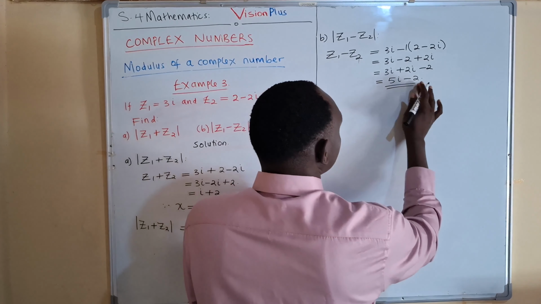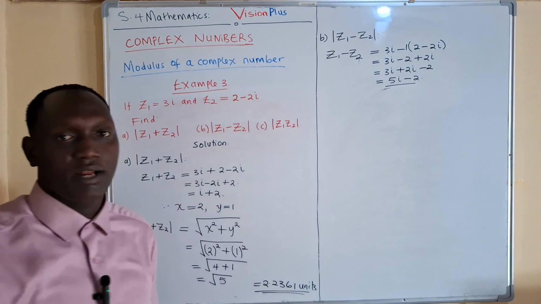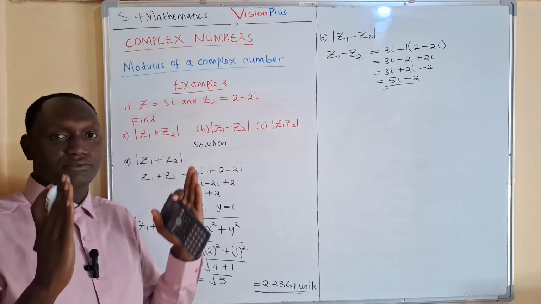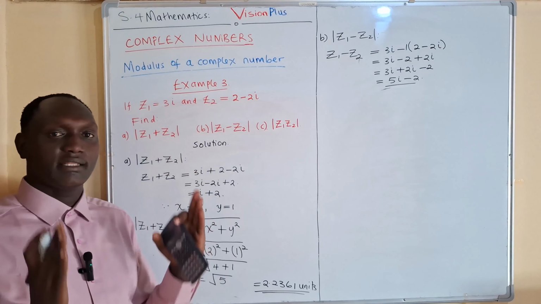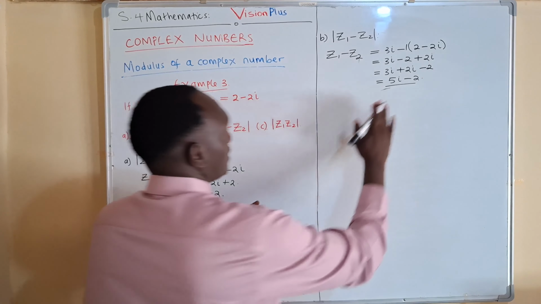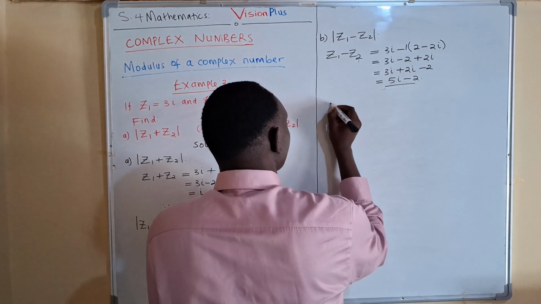Now this is just the value for z1 minus z2. But the question was saying that we are looking for the absolute value, the magnitude, the length, or the modulus of z1 minus z2. Therefore, here we shall now say therefore.